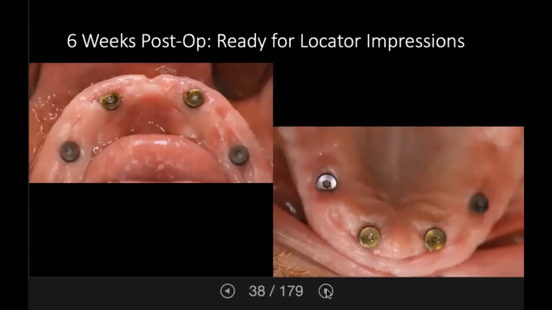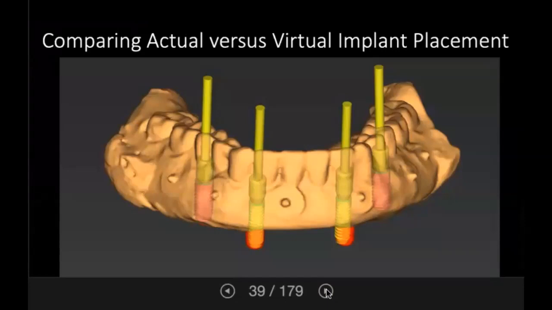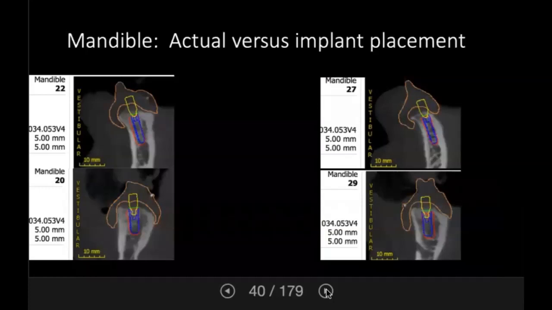A CT scan was taken after 6 weeks of healing to assess for implant integration and to allow for assessing actual versus virtual implant location. The scan was also used to measure the height of the tissues around each implant to determine the necessary height of the locator abutments. Actual versus virtual implant placement was less than 2 degrees different.